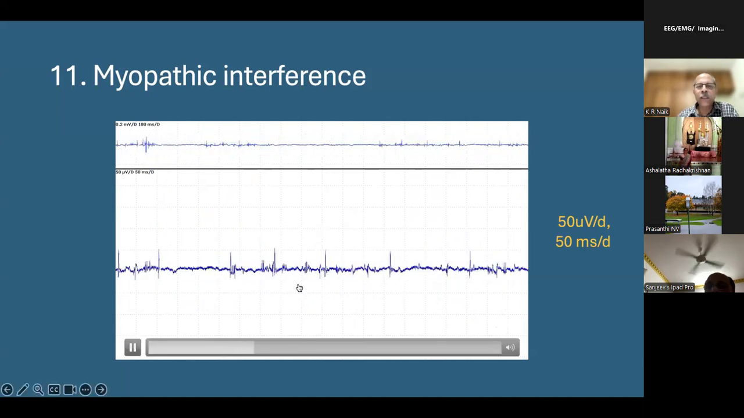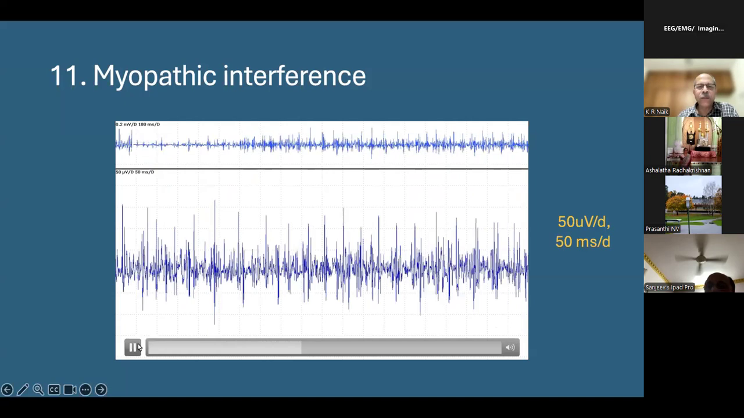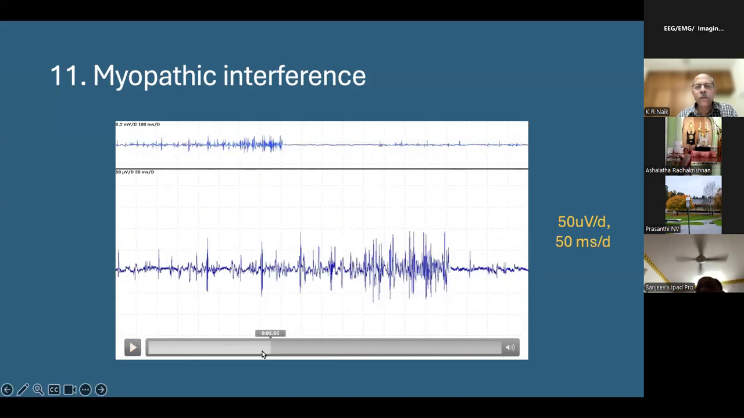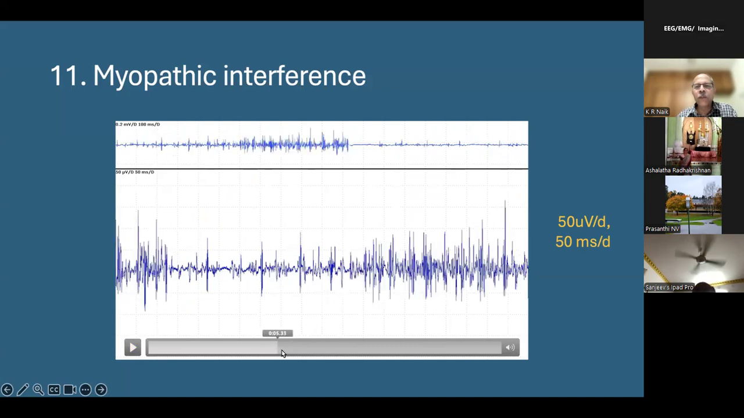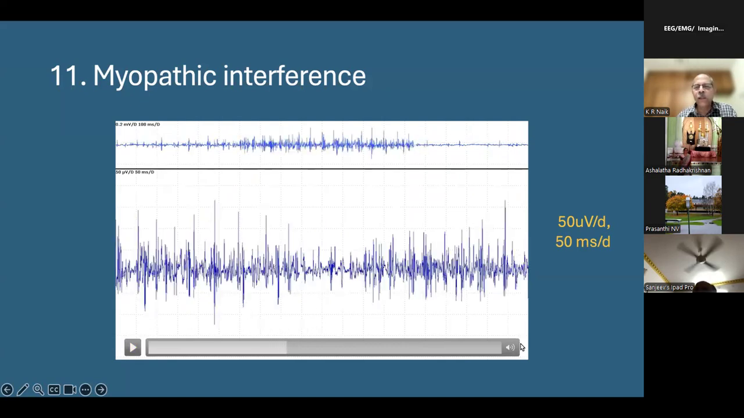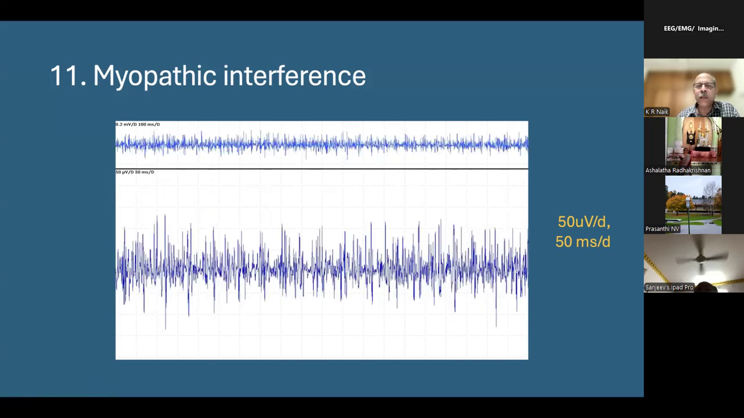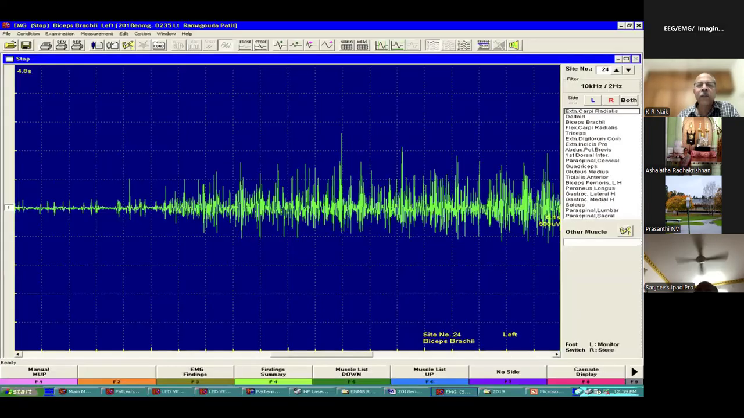This is rested. Local contact with minimal force, you are getting more than 5 or 6 motor units contracting. So this is clearly myopathic potential recruitment. So this is frozen. It's a saved screen. So amplitude peak to peak is less.